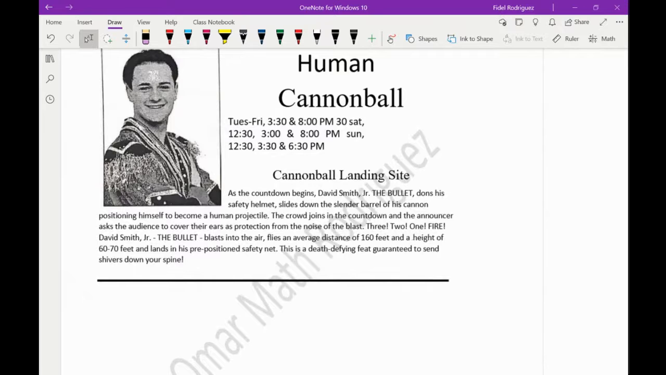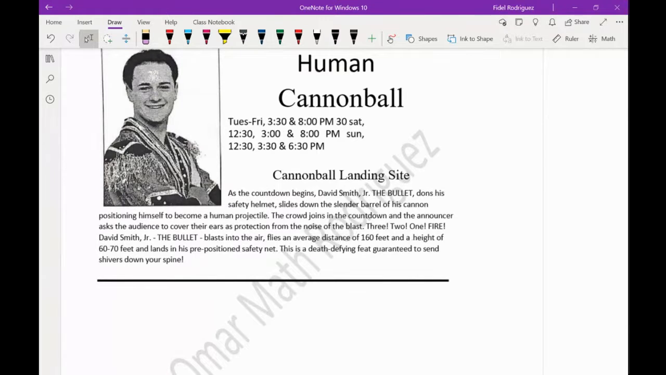And so this guy gets shot out of a cannon. It says, as the countdown begins, David Smith Jr., the bullet, dons his safety helmet, slides down the slender barrel of his cannon, positioning himself to become a human projectile. The crowd joins in the countdown, and the announcer asks the audience to cover their ears as protection from the noise of the blast. 3, 2, 1, fire. David Smith Jr., the bullet, blasts into the air, flies an average distance of 160 feet, and a height of 60 to 70 feet, and lands in his pre-positioned safety net. This is a death-defying feat guaranteed to send shivers down our spine.